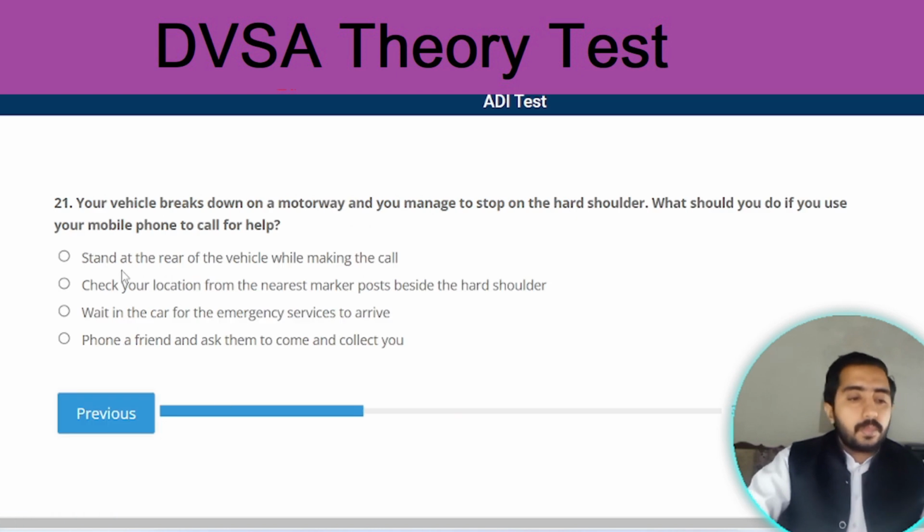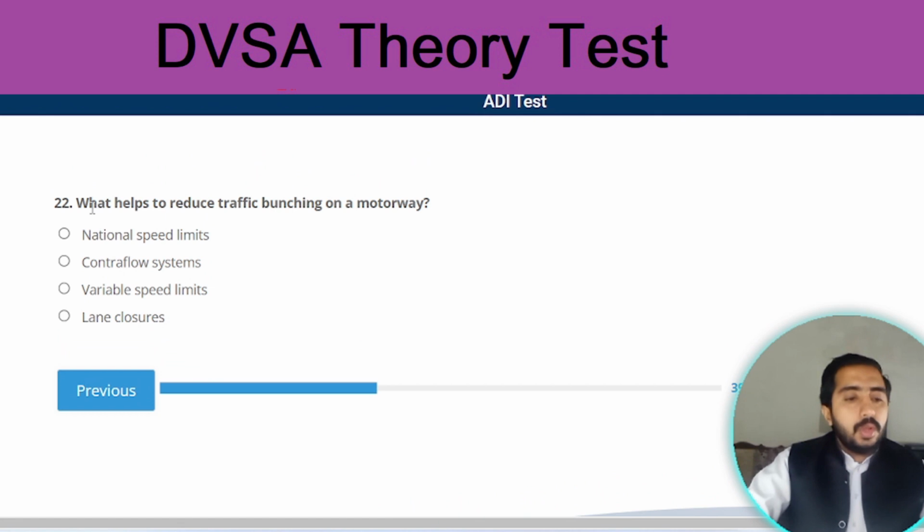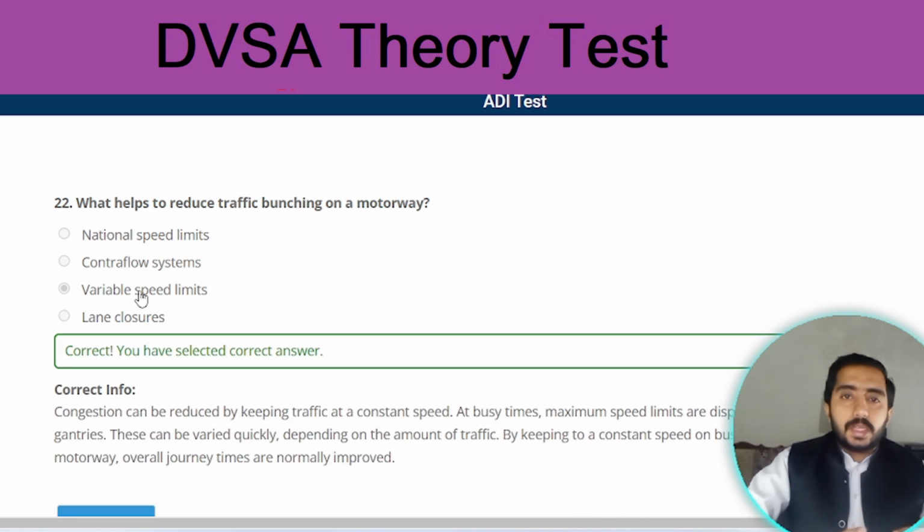Next question. Question 21. Your vehicle breaks down on a motorway and you manage to stop on a hard shoulder. What should you do if you use your mobile phone to call for help? Check your location from the nearest marker post beside the hard shoulder, which is option B. Next question. Question 22. What helps to reduce traffic bunching on a motorway? To reduce traffic bunching, you need variable speed limits. Option C.